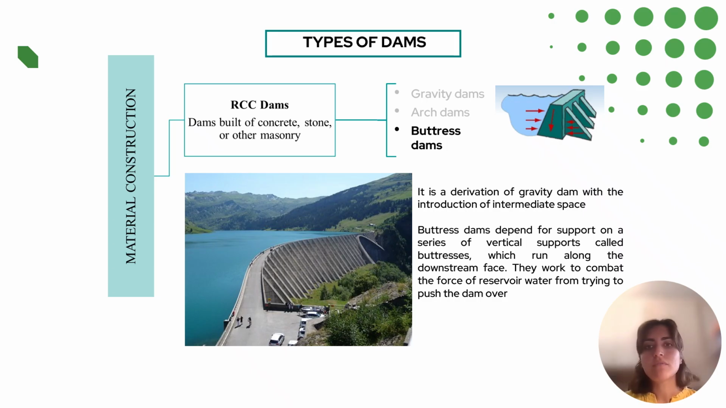The main advantage of this structure is that it requires much less concrete compared to a traditional gravity dam, which makes it more economical and efficient, especially in places where construction materials are limited or expensive. At the same time, buttress dams are still very strong and stable because the pressure of the water is transferred through the buttresses to the foundation.